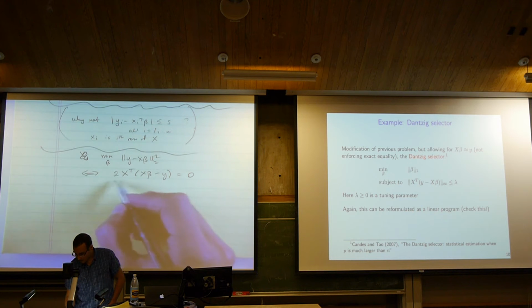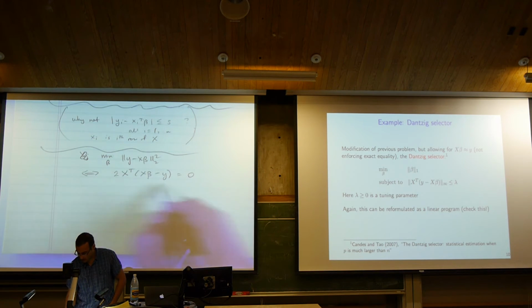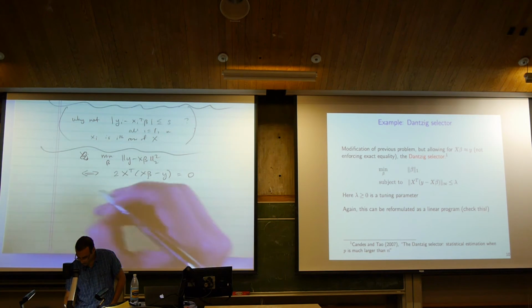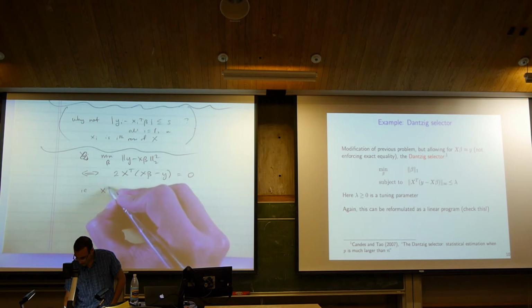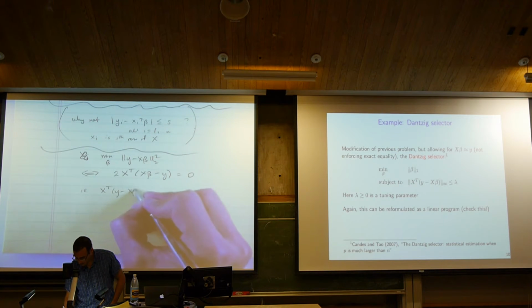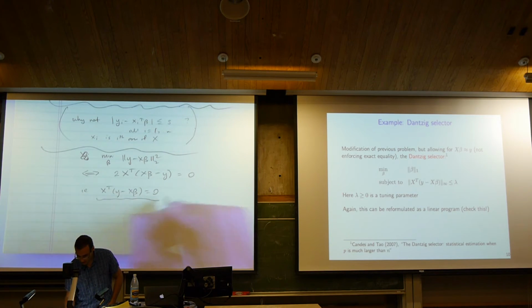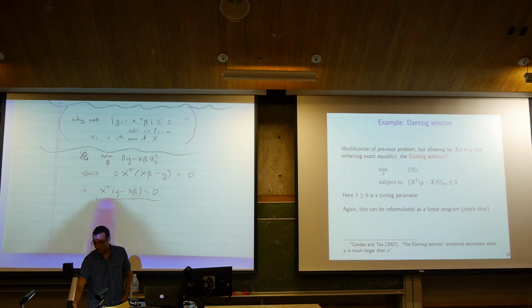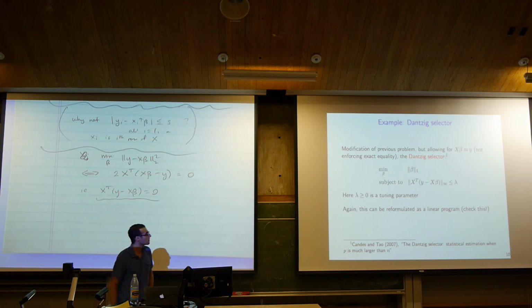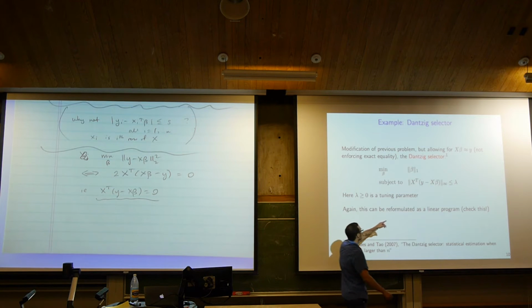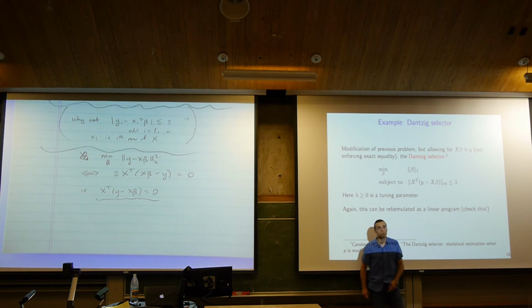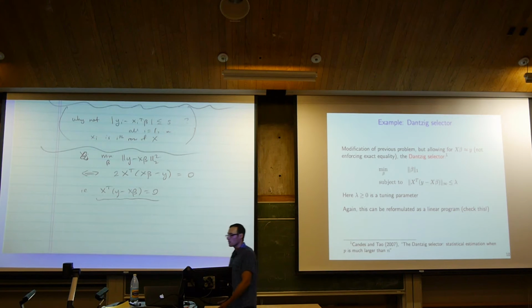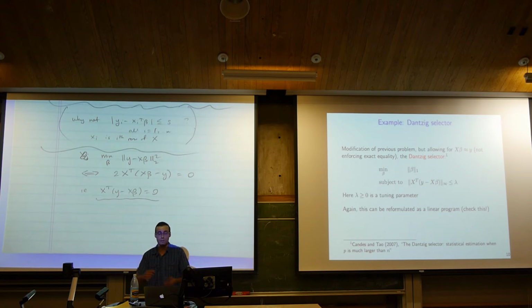Anyways, the least squares solution has this as a stationarity condition, which means that at the solution, x transpose (y minus x beta) should be equal to 0. For all the statisticians out there, this should also be very natural. It's saying that the variables have no correlation with the residuals. This is just saying that the correlation of each variable with the residual is small. So it's a very natural extension of what you asked for in least squares. Okay, that was some motivation behind the Dantzig selector.